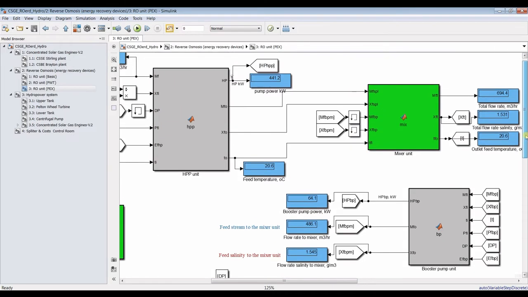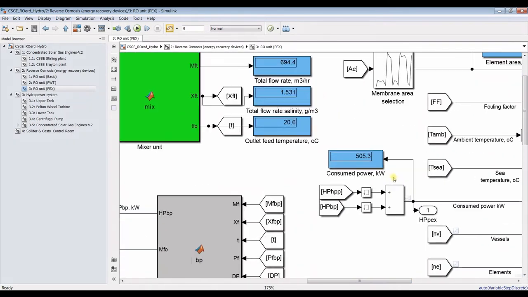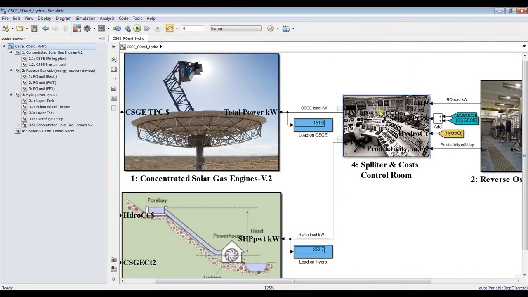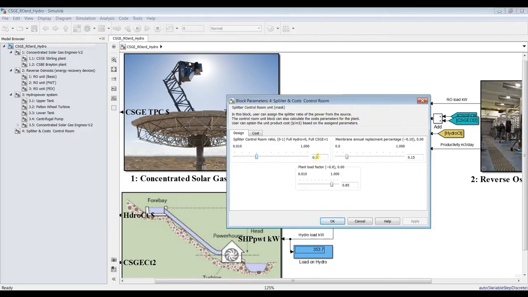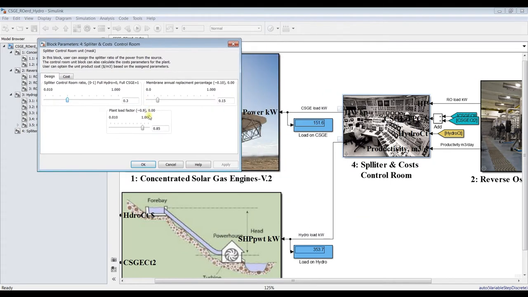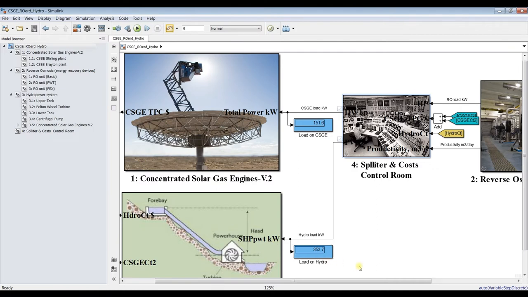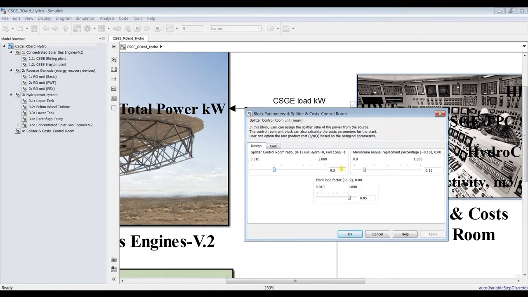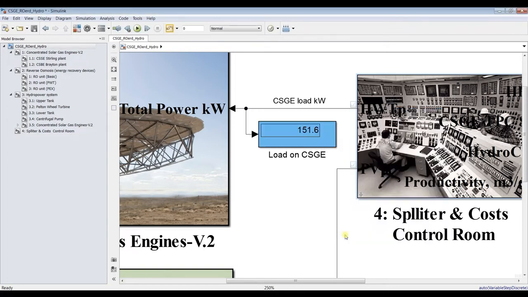Okay, so what is really important is this one. We need 500 kilowatts, therefore let's go for the load. I'm sorry, yes, 500. It's around 70% of the load of the 500 that is responsible from the hydropower, and 30% is responsible from the solar Stirling engine. Let's suppose I'm going for 0.7, okay, 70% load on concentrated solar power. Okay, let's hit run and see.